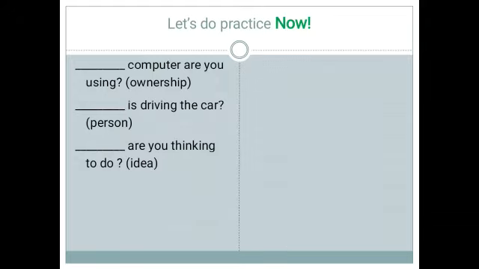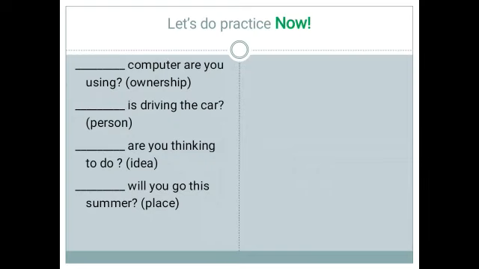Dash are you thinking to do? And the clue word is idea. The next one is, dash will you go this summer? And the clue word is place. Have you done these all? Well done.